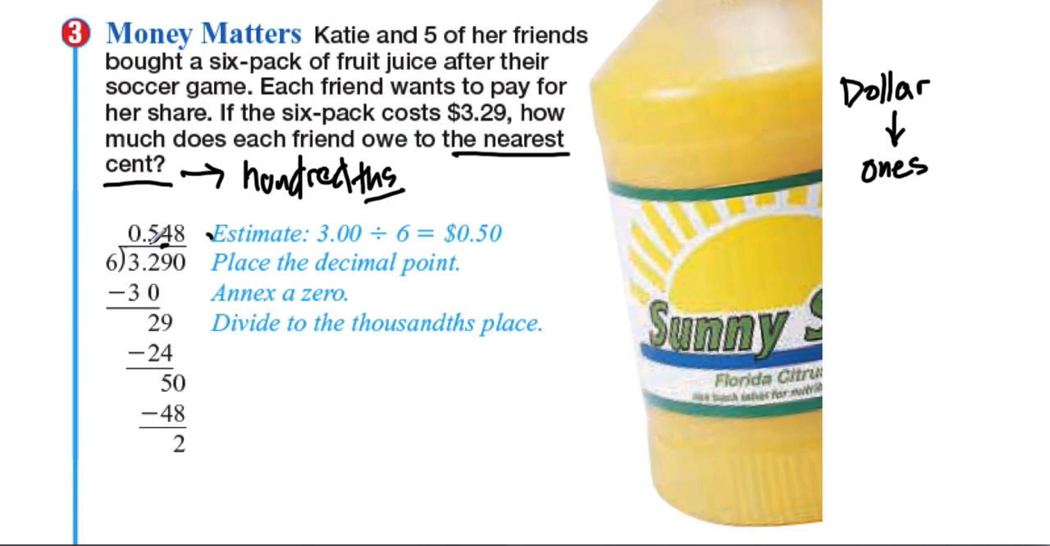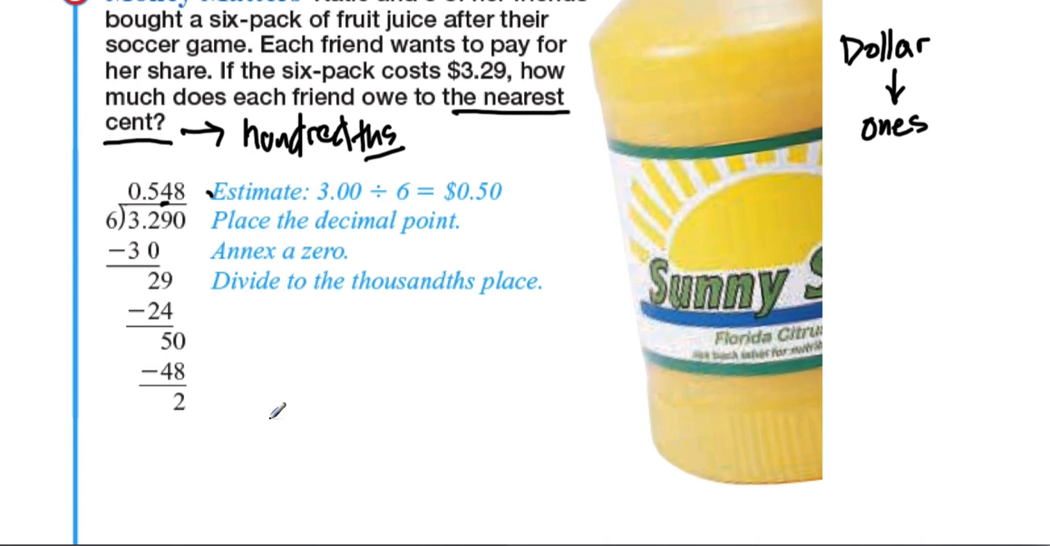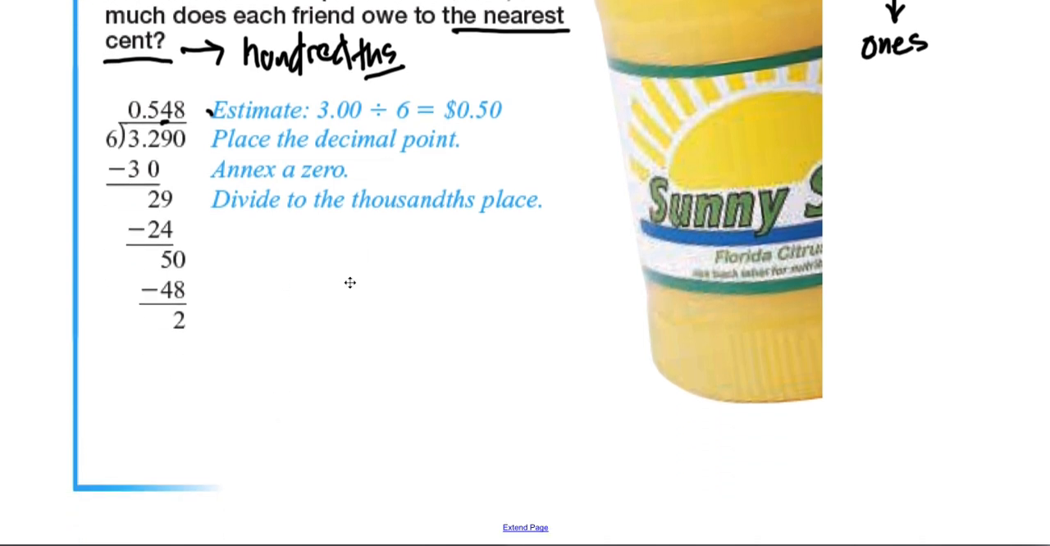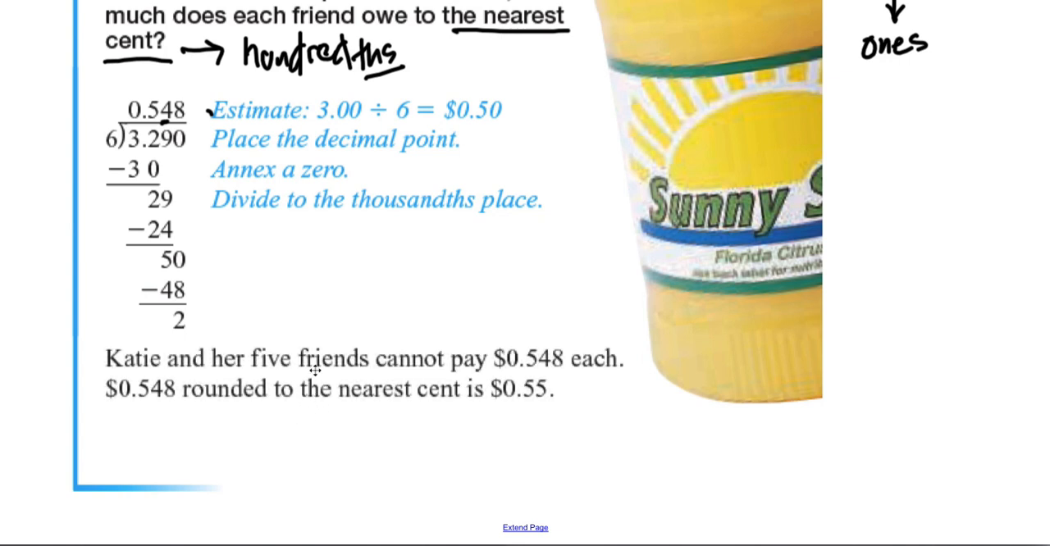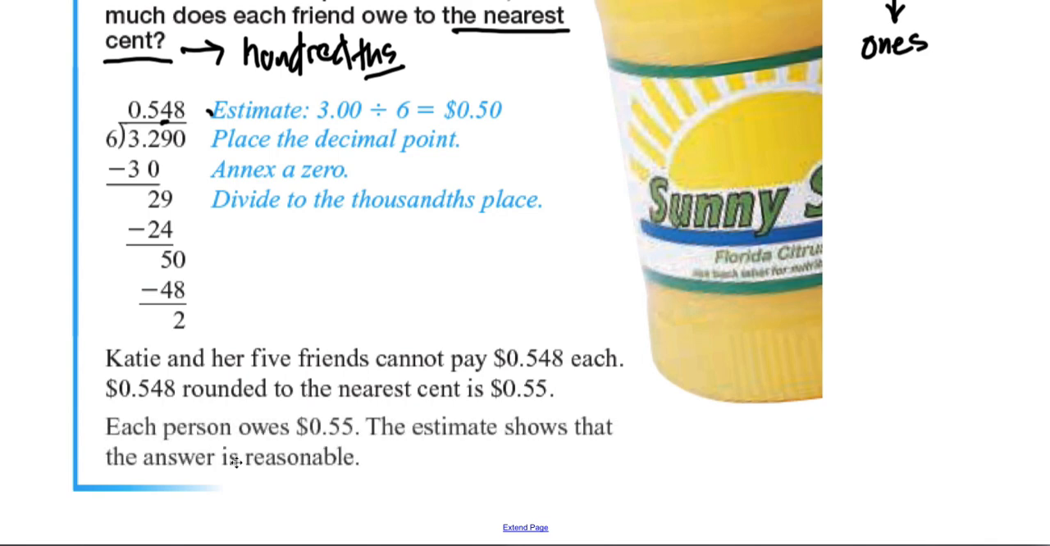Now you can round 0.548 to 0.55. That is the nearest cent. So in this case, Katie and her 5 friends cannot pay 0.548 because there's no such thing as an 8 in cents. We round 0.548 to the nearest cent, which is 55 cents. Each person owes 55 cents. The estimate shows that the answer is reasonable because the estimate is 50 cents. And that's the end of the lesson.